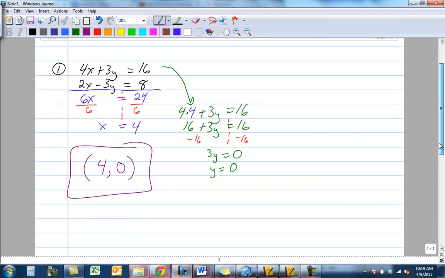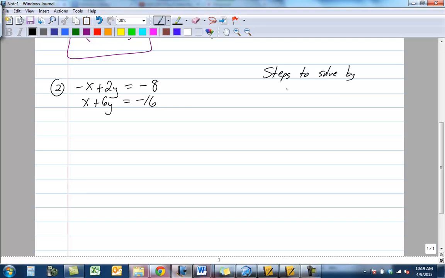All right, so let's do another example. Let's do some steps as we go. Example 2 is going to be negative x plus 2y equals negative 8. And we're going to have x plus 6y equals negative 16. And on the right side, let's do steps to solve by elimination.